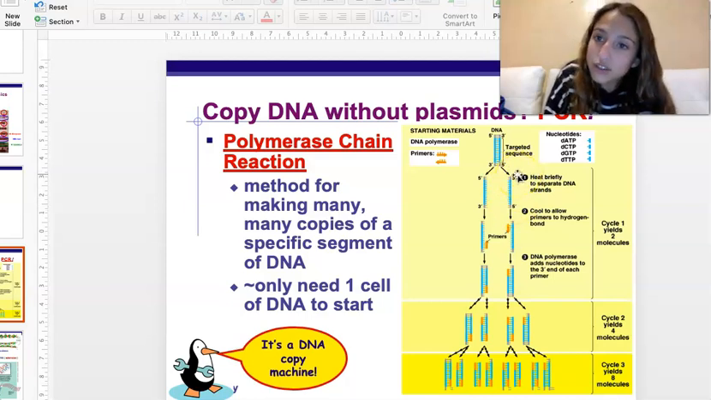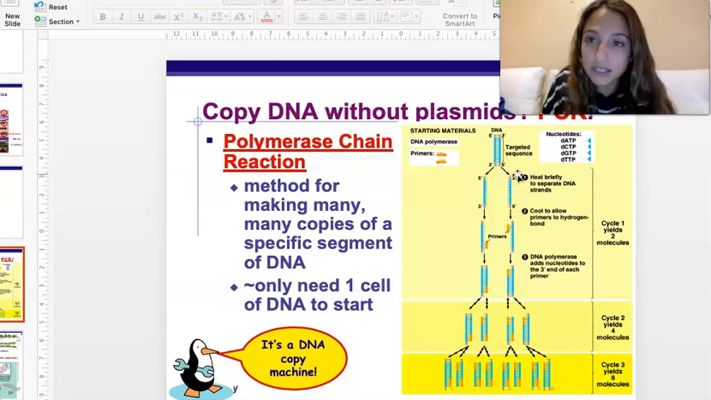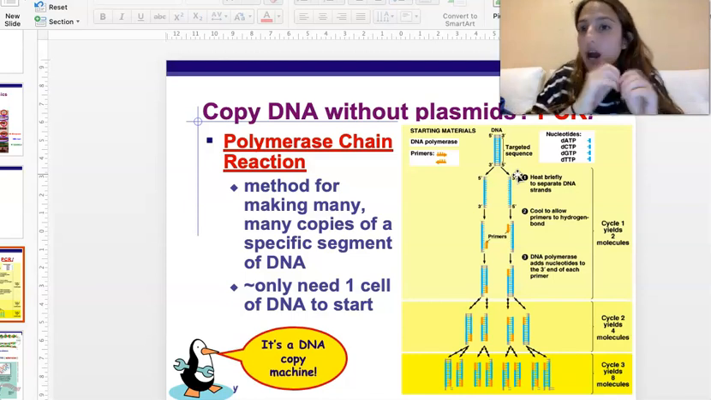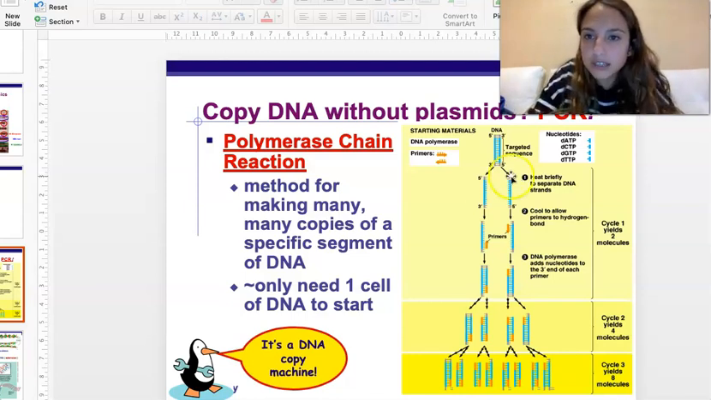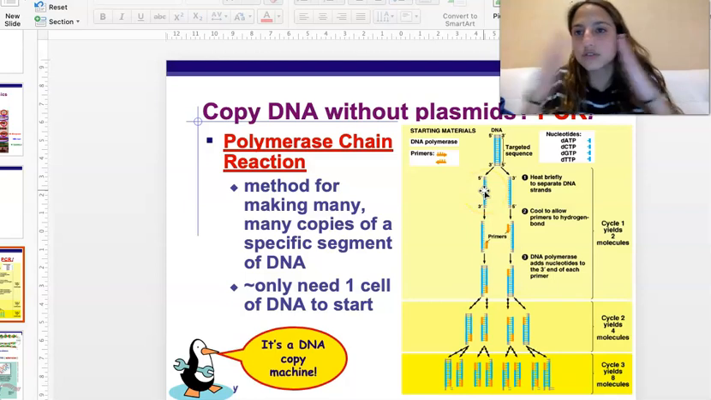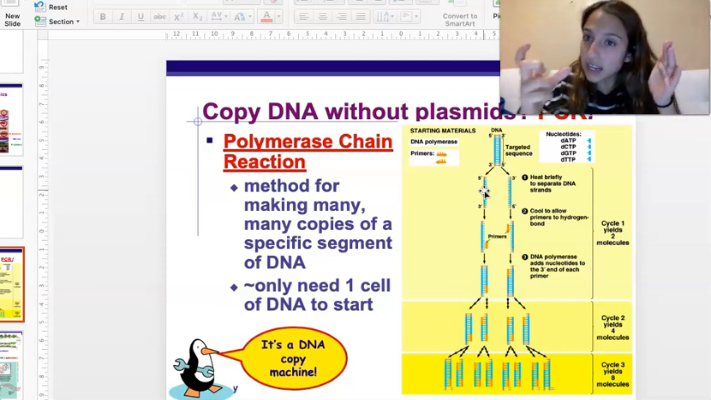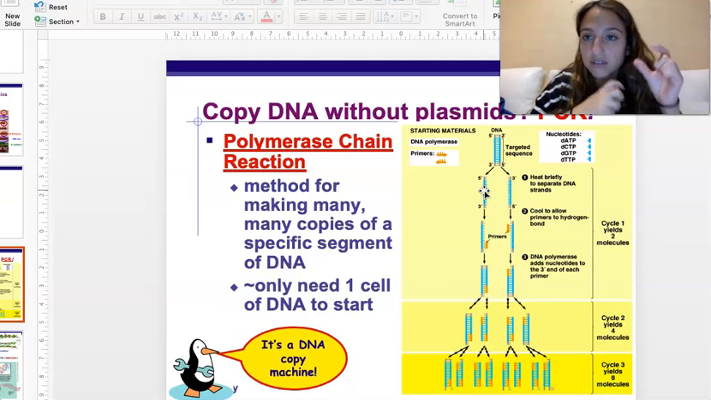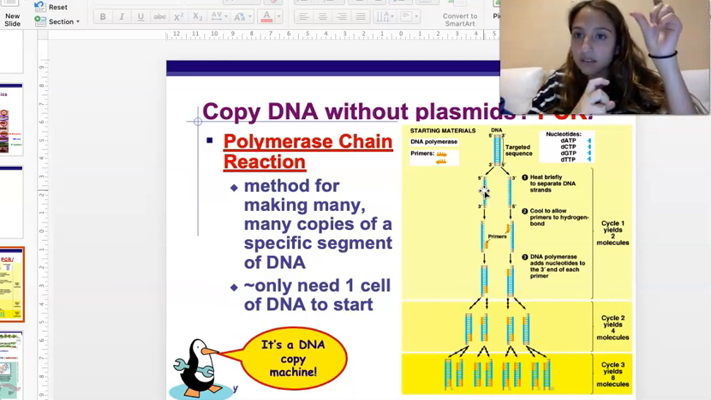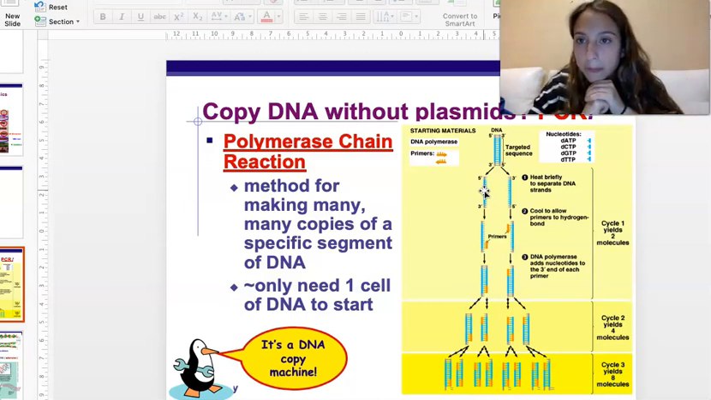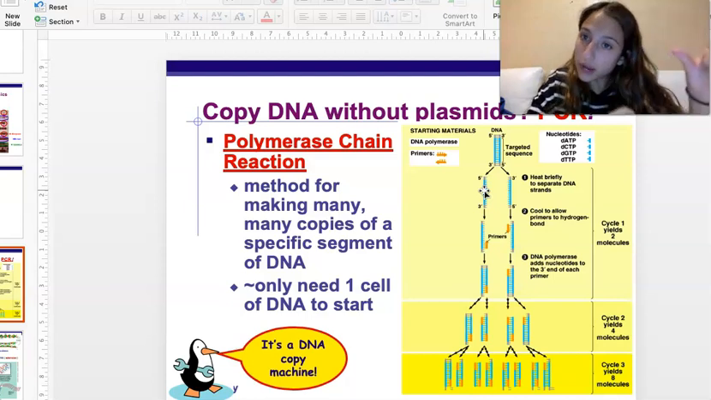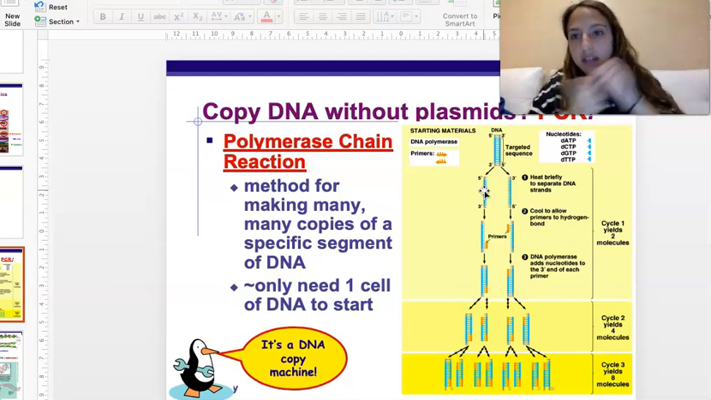So what that's going to do is, first of all, we're going to heat the cell up a whole bunch. Why do we heat it? So that we can separate both strands. We separate the strands with heat. And once we separate the strands with heat, we have this DNA polymerase, these primers that attach to each of these strands at the beginning and the end of sites that we want to code for. And once the primer attaches, we know that then the DNA polymerase can attach.